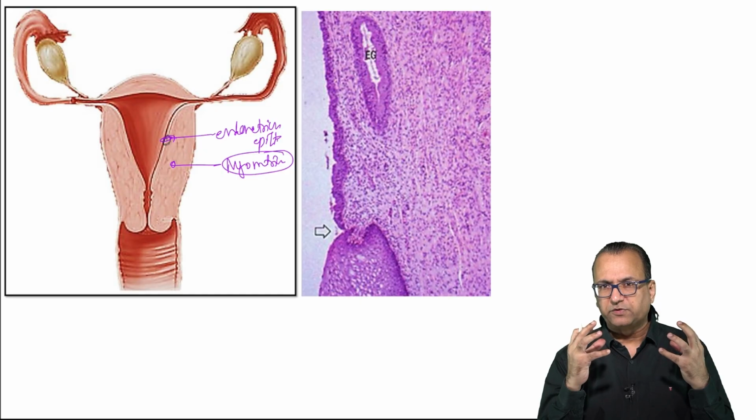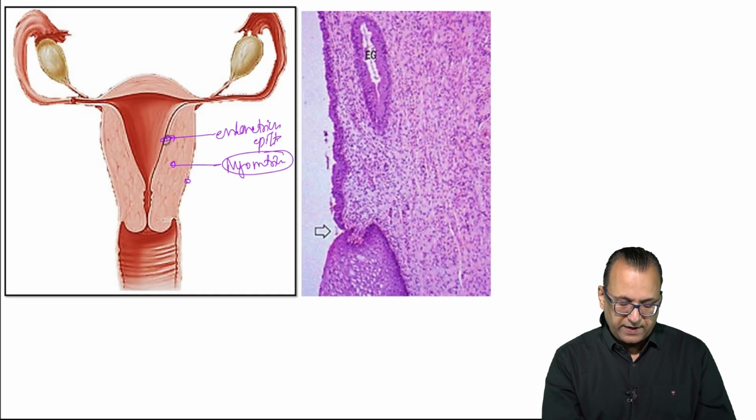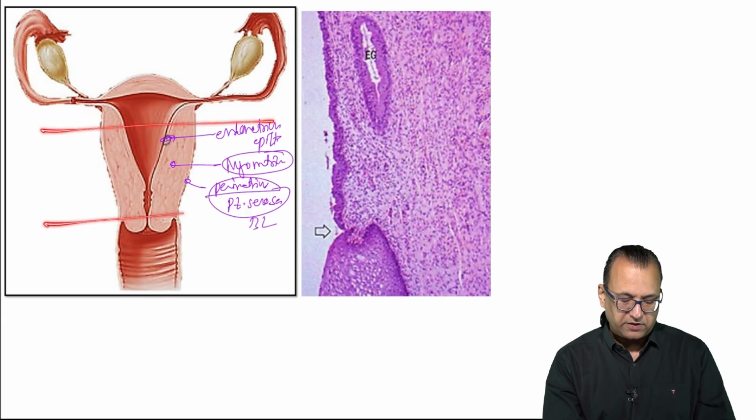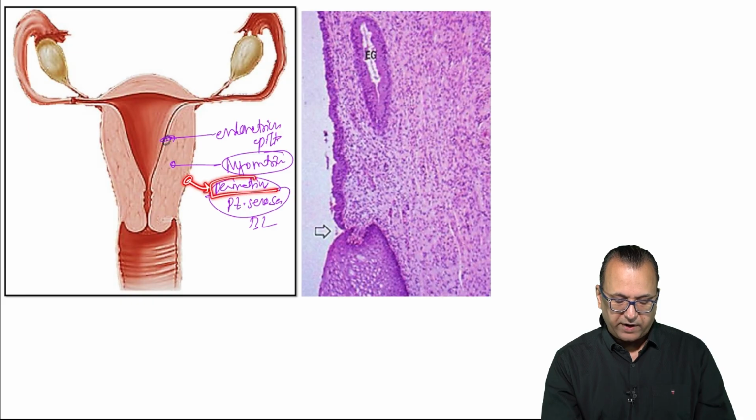Myometrium is the smooth muscle of the uterus, undergoing contraction during the delivery of the baby, mostly under oxytocin, but the autonomic nervous system is also working. And the uterus will have a perimetrium. Perimetrium is basically peritoneal serosa. There is a broad ligament covering the uterus, and that broad ligament is a double fold of peritoneum on the outside. So, that will be perimetrium, peritoneal serosa of the broad ligament. So, these are the three layers of the uterus.